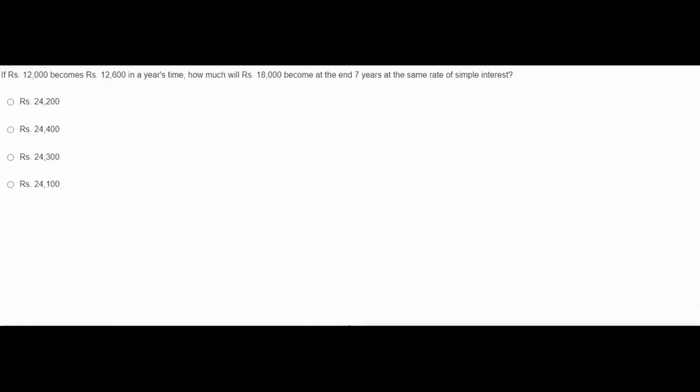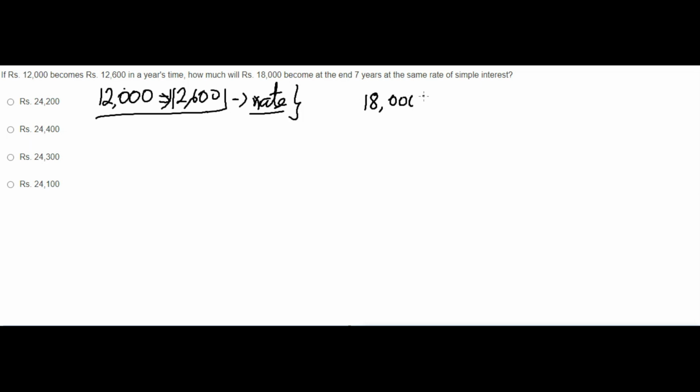Here, what they are given is 12,000. The 12,000 becomes 12,600 in a year. So 12,000 becomes 12,600, and we have to find the rate, how much it has changed. With this we find the rate, and then we have to do the same calculation for 18,000 for a period of 7 years.